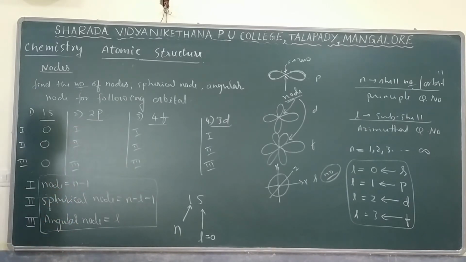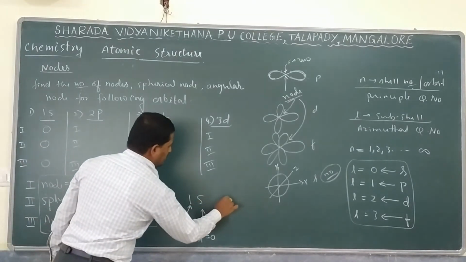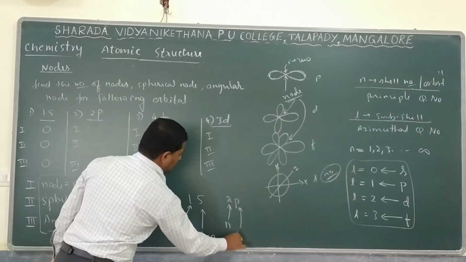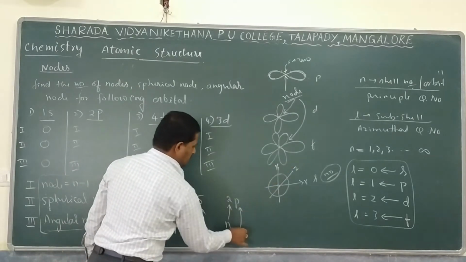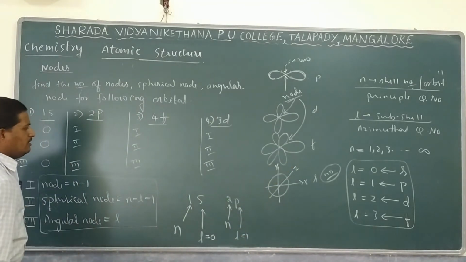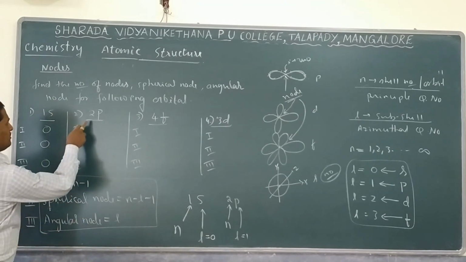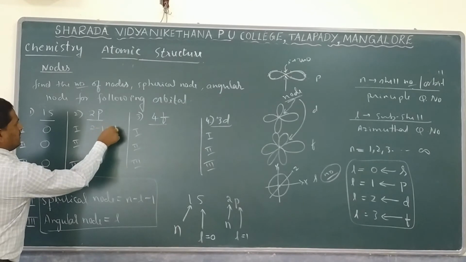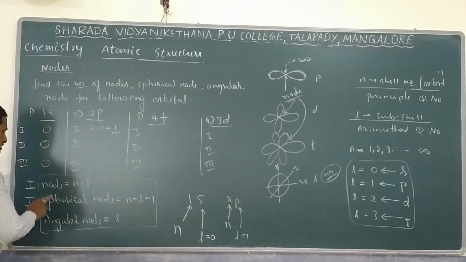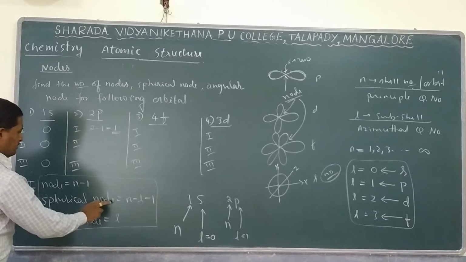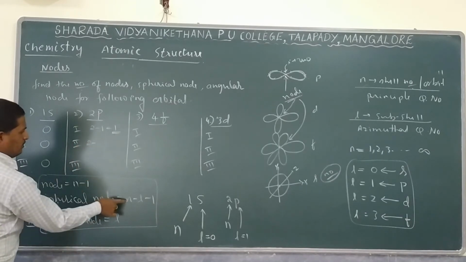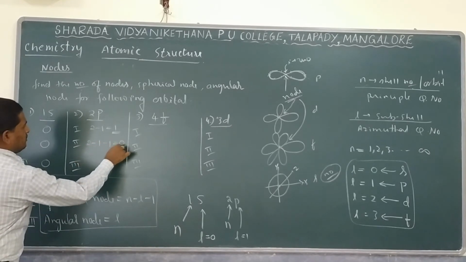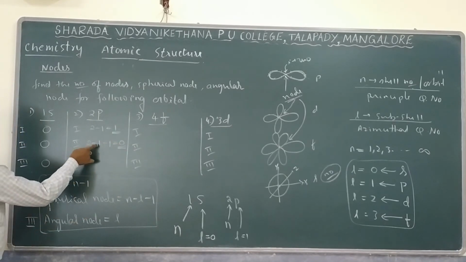Let us go for 2p. In the case of 2p, 2 stands for n and p indirectly tells about the l value. When p is observed, l carries 1, so it is a p orbital. Here the number of nodes, n minus 1, that is 2 minus 1, is exactly equal to 1, so 1 node is present. And for the spherical node, n minus l minus 1, 2 minus 1 minus 1 is exactly equal to 0. So the number of spherical nodes is 0.